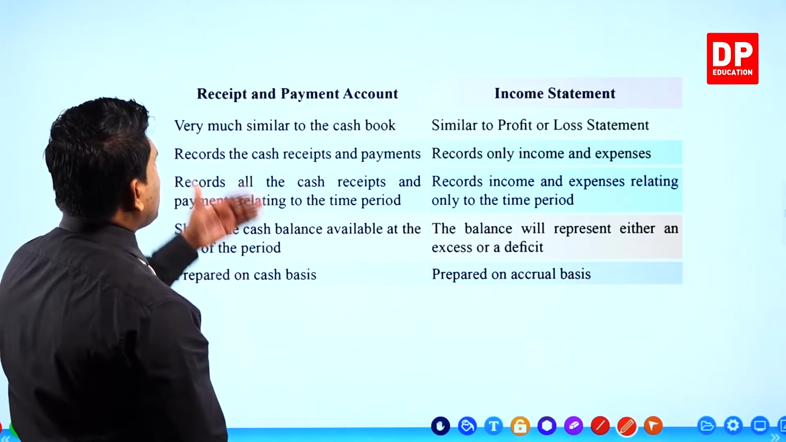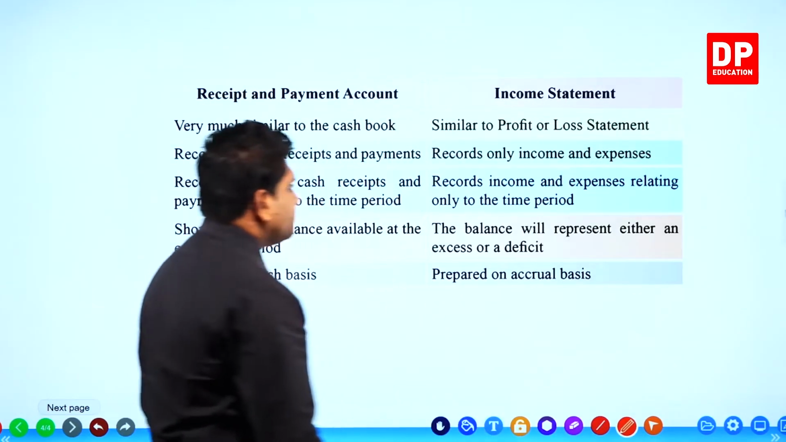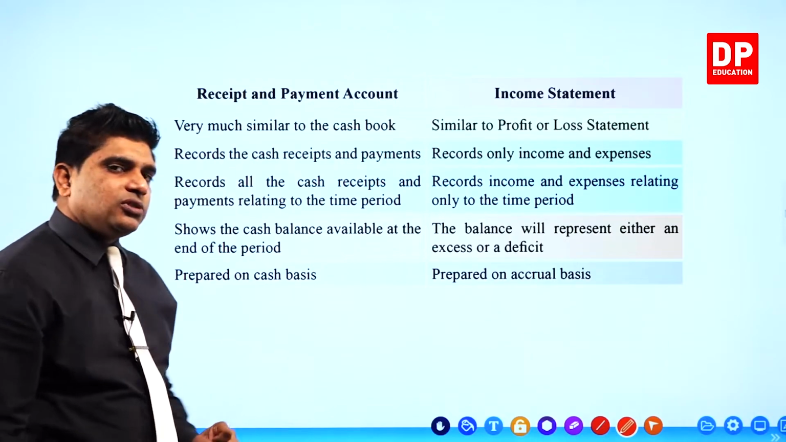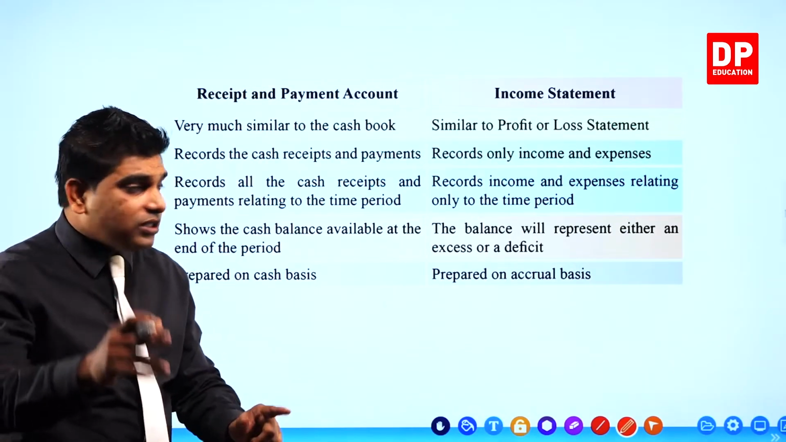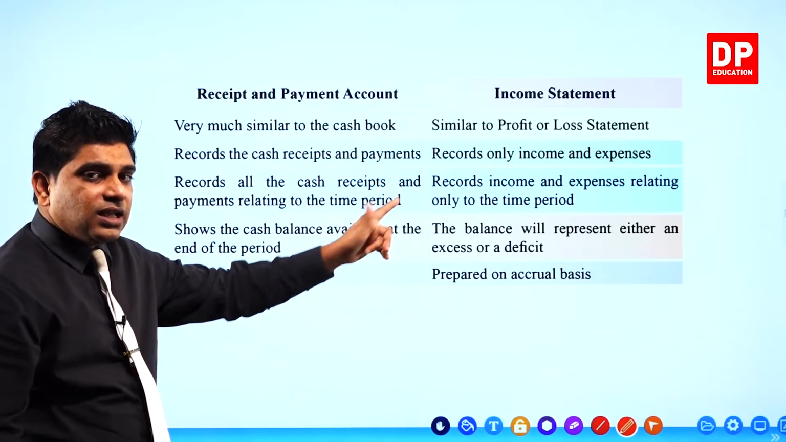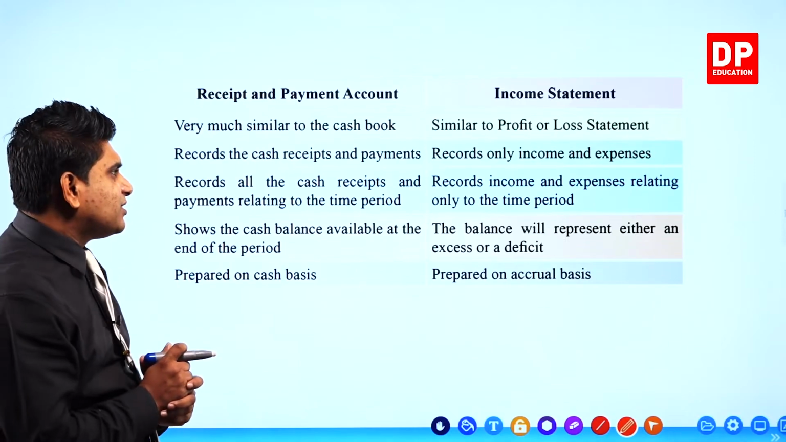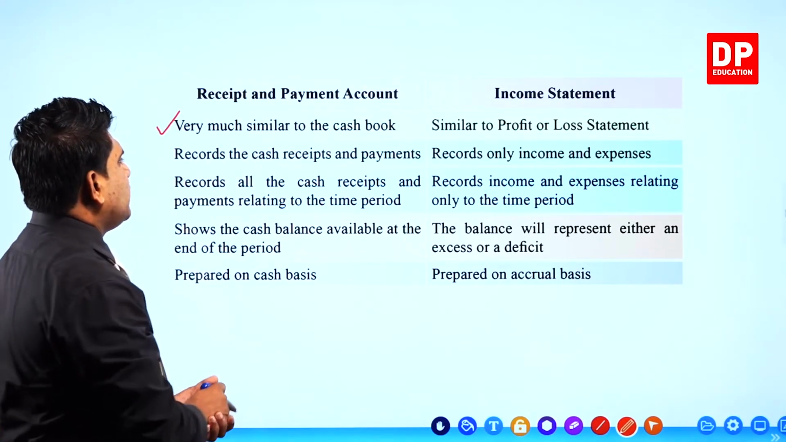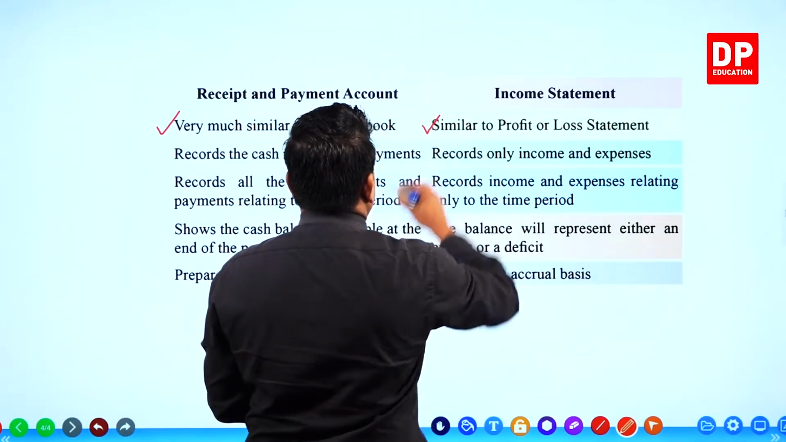Okay, receipts and payment account. Remember, I'll highlight each point now. It is very much similar to the cash book. You know it well because we finished it. Now, the new one is the income statement. This is 100% similar to the profit and loss statement.